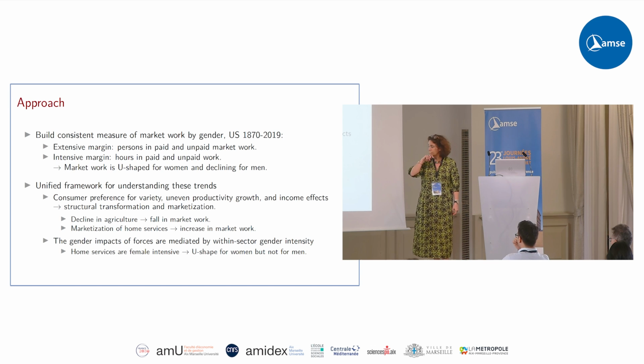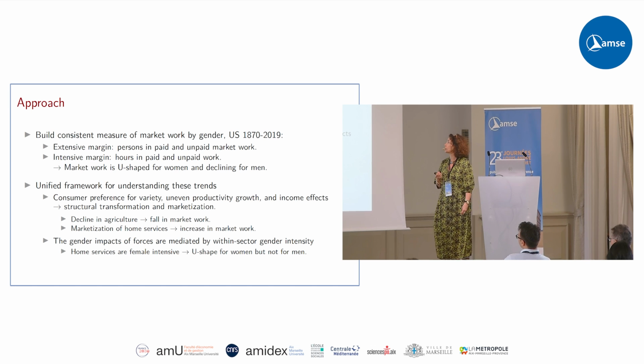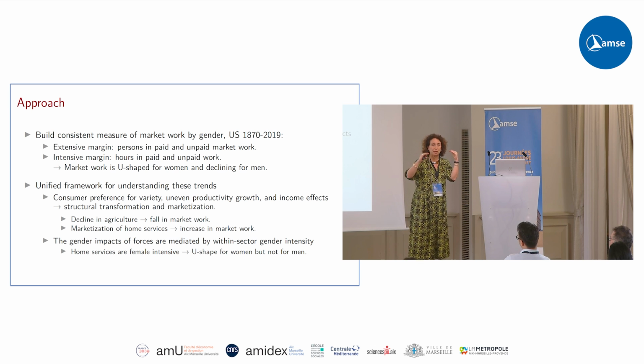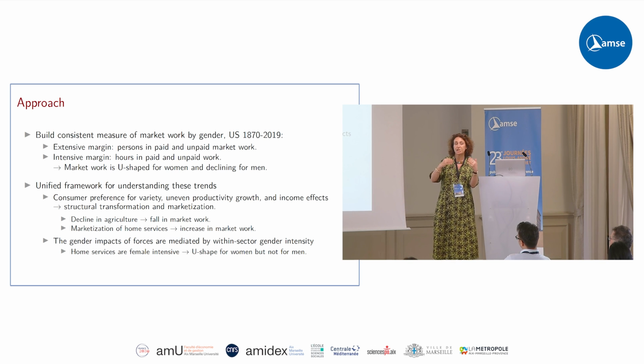In our approach, apologies, we build a consistent measure of market work by gender in the US, and we combine intensive and extensive margins. We want to cover both people in work, on which there is already some patchy evidence, and also working hours. We argue that the intensive margin, which is largely under-researched, is extremely important to understand the trends in female work. Putting everything together, we find that market work is U-shaped for women, but with a relatively shallow U-shape, shallower than what you would get looking only at the extensive margin, and declining throughout for men.